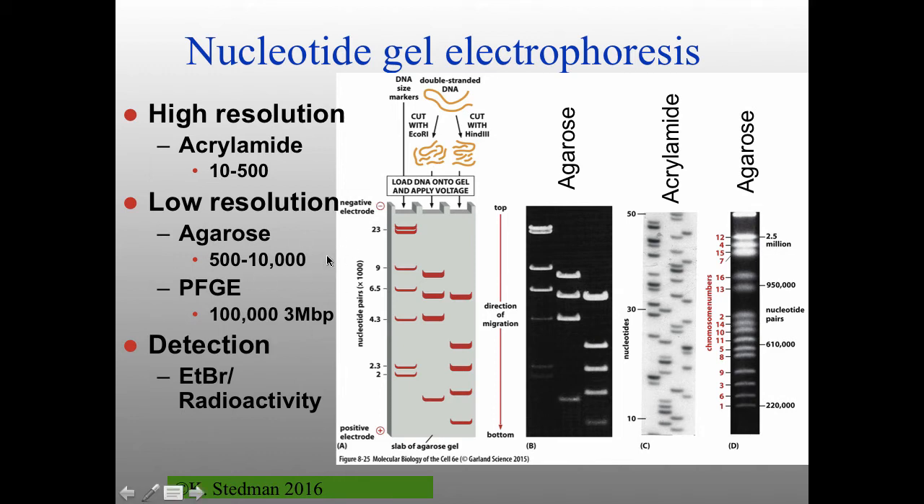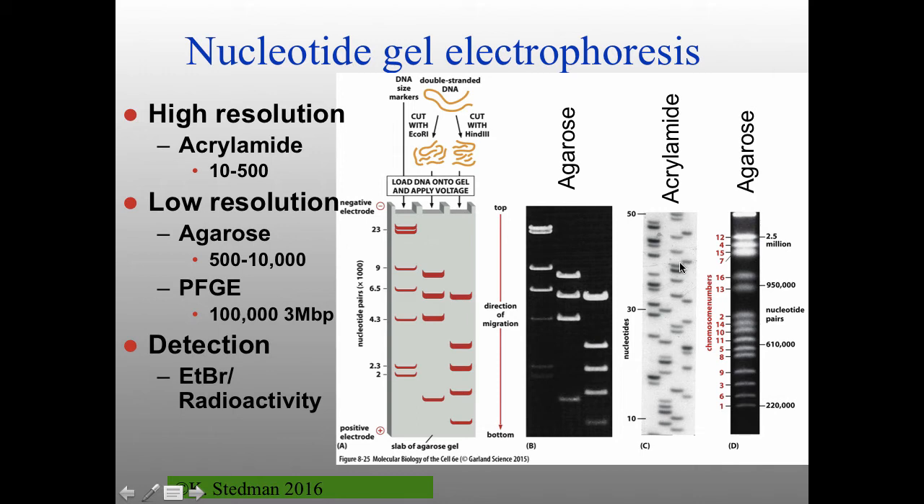If you need higher resolution, then you go to acrylamide, which is exactly the same material used for SDS-PAGE. The PA in PAGE is polyacrylamide gel electrophoresis. With polyacrylamide, you can separate from 10 to 500 nucleotides in length, but the resolution here is literally per base. So this piece right here is one base longer than this piece, which is one base longer than this piece. Actually, it's the other way around. This one's longer than this one, which is longer than that one. Smaller ones are down here, bigger ones up here at the top.